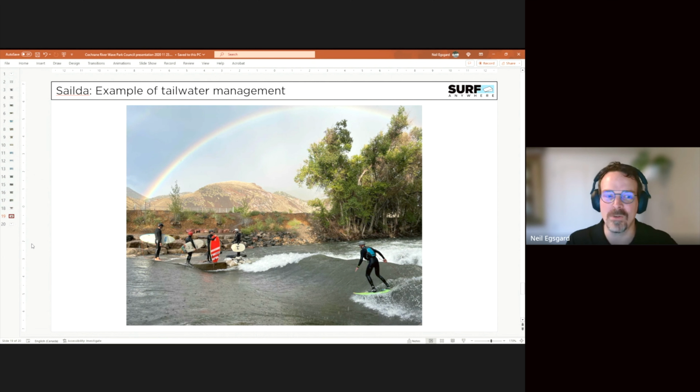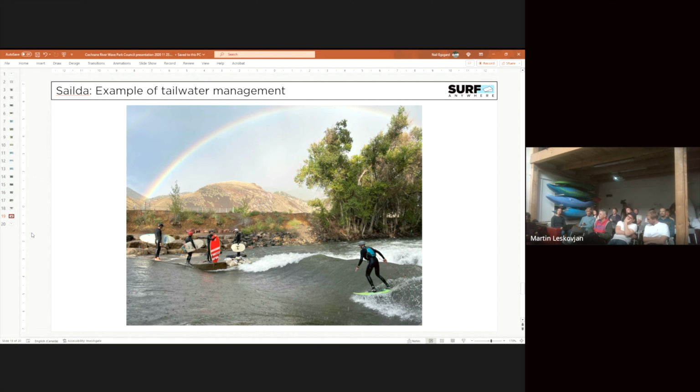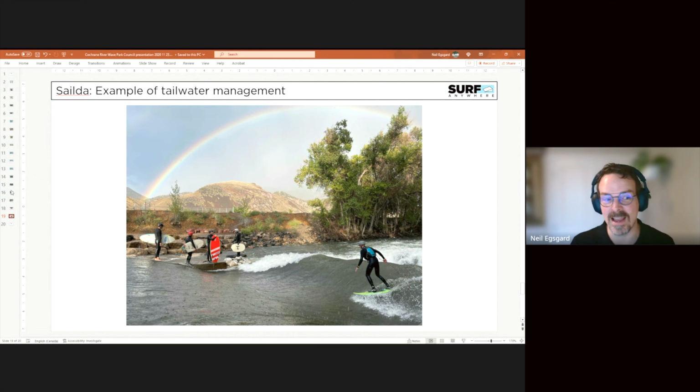An example of talking about the key parts of making a wave and what you need to do in order to allow a wave to work over a wide range of tailwaters. And lastly, the example of what happened in Salida and how they managed it.